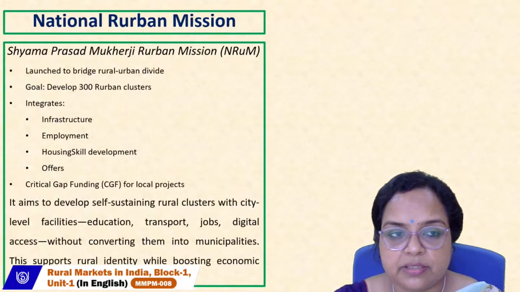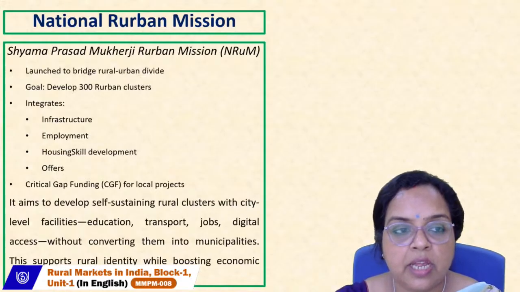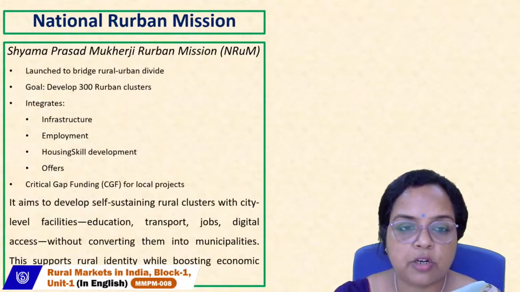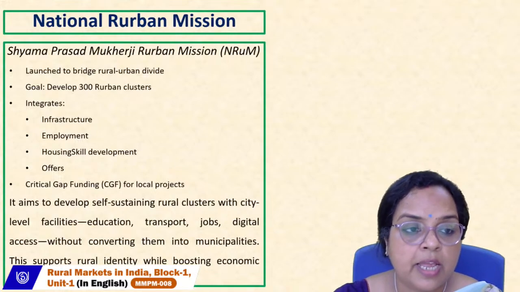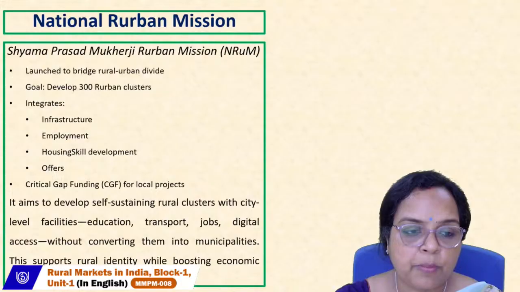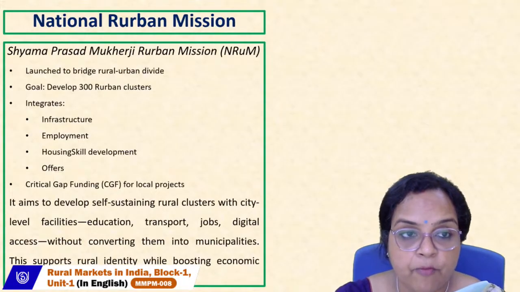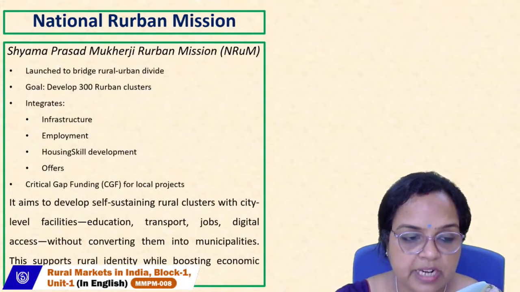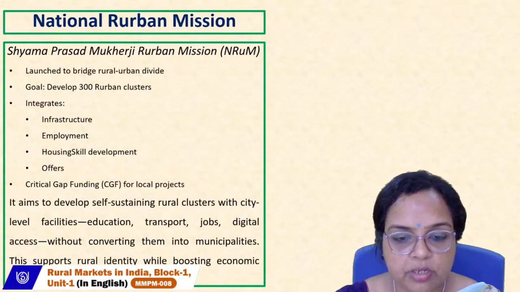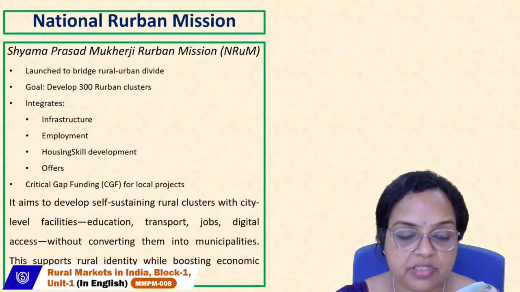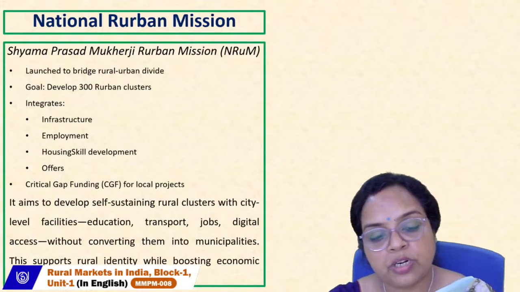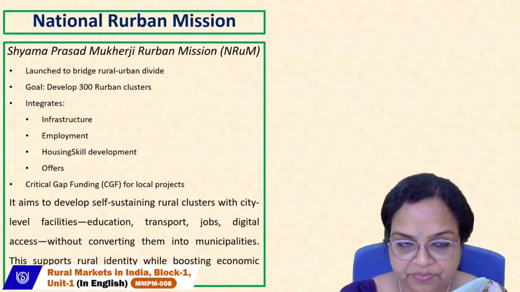National Rurban Mission, the Syama Prasad Mukherjee Rurban Mission. It was launched to bridge the rural and urban divide. It was to develop 300 Rurban clusters. It integrates infrastructure, employment, housing, and skill development, and offers critical gap funding for local projects. Why was this mission established? Because it aims to develop self-sustaining rural clusters with city-level facilities like education, transport, jobs, and digital access, without converting them into municipalities. This supports rural identity while boosting economic growth.